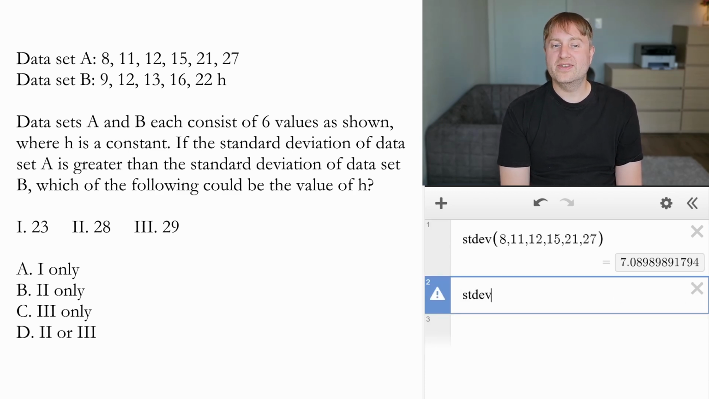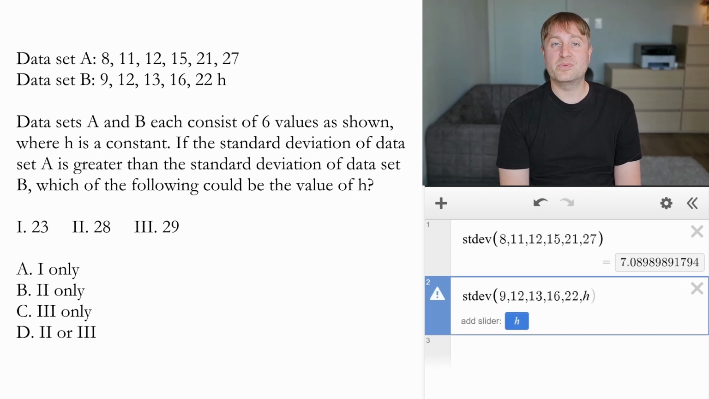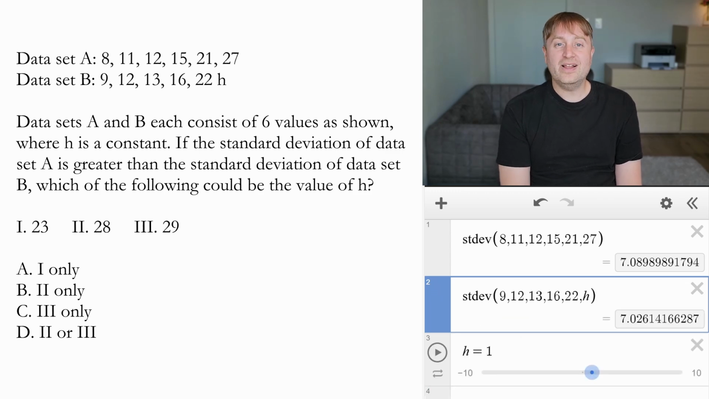Now we're going to do the same thing for the second one, data set B. stdev parenthesis 9, 12, 13, 16, 22, h, and then close the parentheses. Now because we've put in a variable h, as you can see it's given us a slider. But all I need to do is to set that slider to the different possible answer choices.